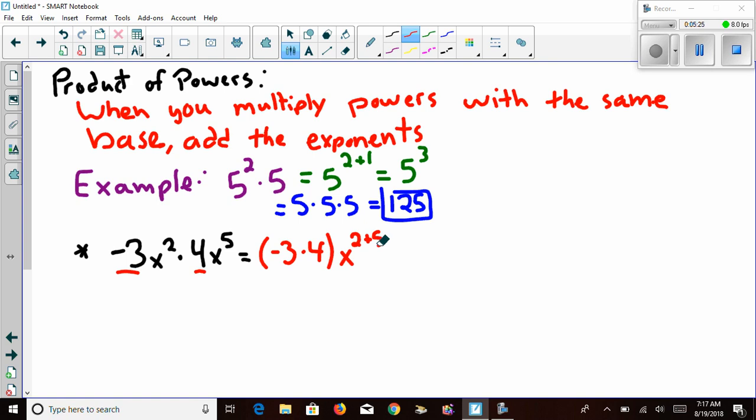And then we'll go ahead and simplify what we know. We know -3 times 4 is -12. And then I can go ahead and write my x and look at my exponents. 2 plus 5 is 7, leaving me with my answer of -12 times x to the 7.